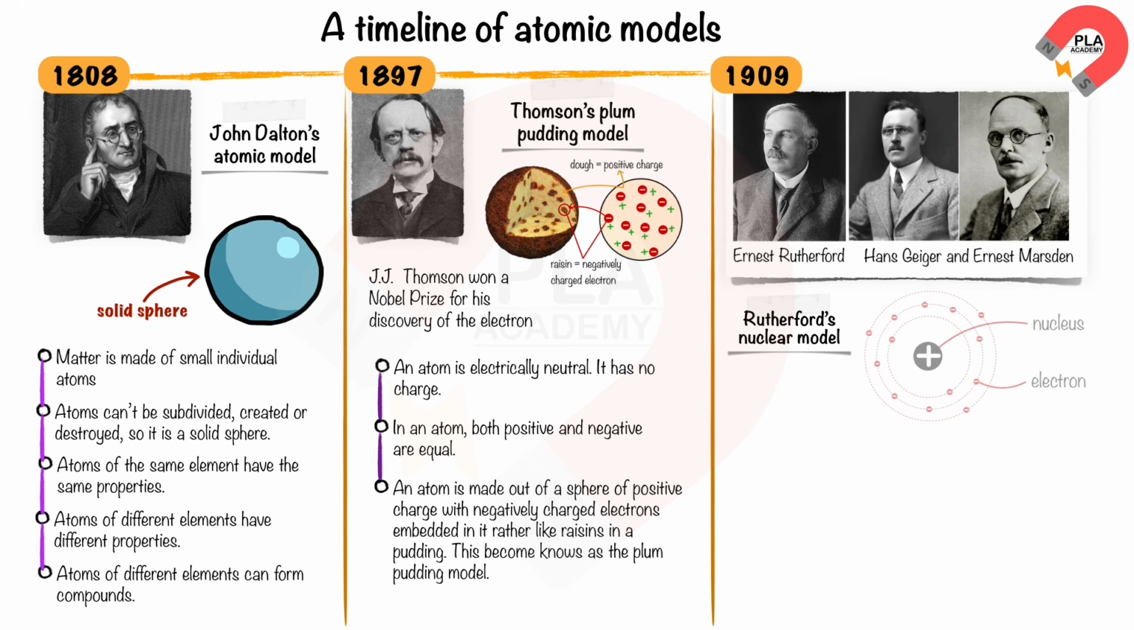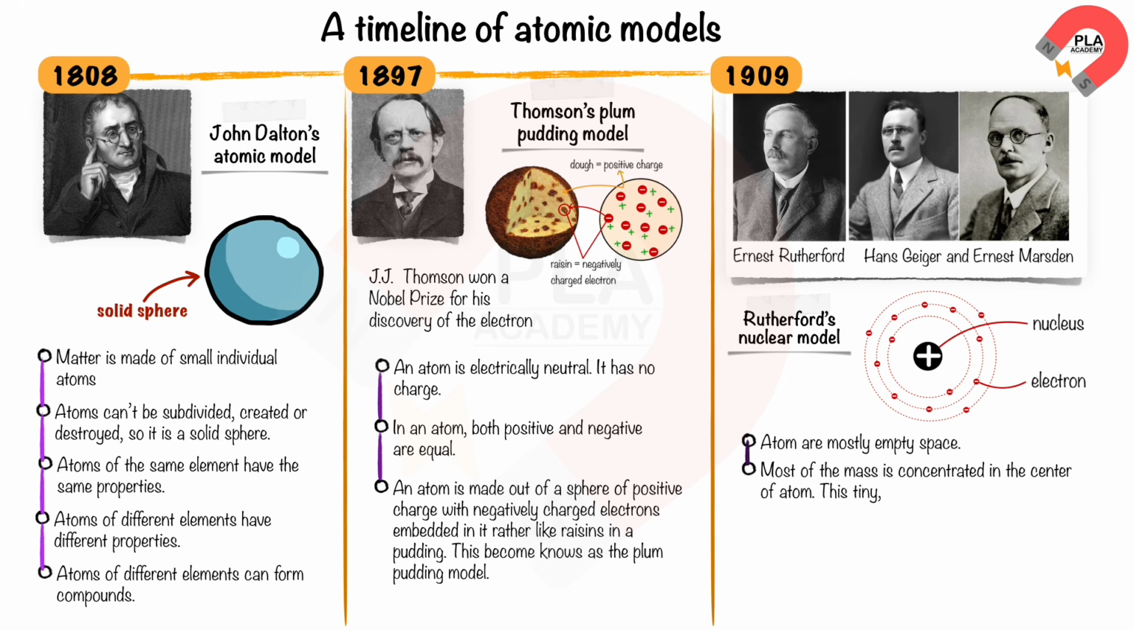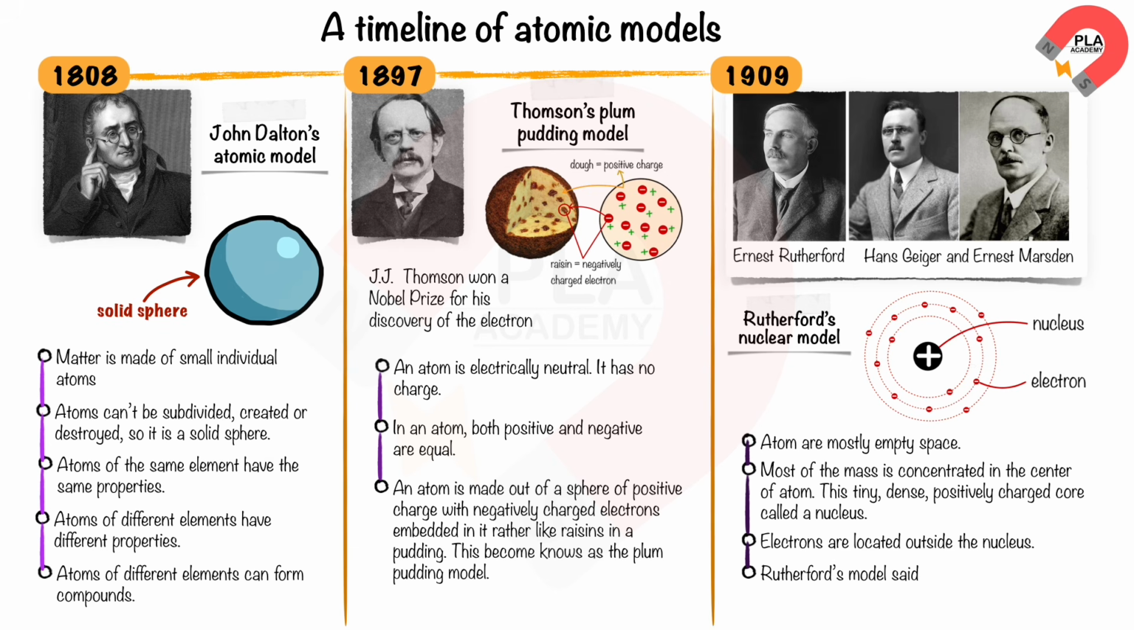Rutherford's nuclear model. In 1909, Hans Geiger and Ernest Marsden did an experiment to test the plum pudding model under the supervision of Ernest Rutherford. They concluded that atoms are mostly empty space. Most of the mass is concentrated in the center of the atom. This tiny, dense, positively charged core is called a nucleus. Electrons are found outside the nucleus. Rutherford's model said nothing about what was inside the nucleus.